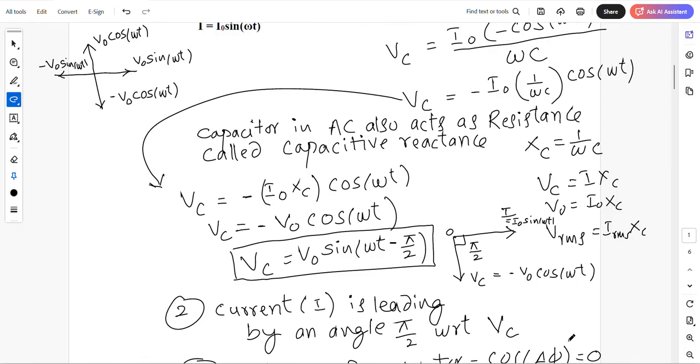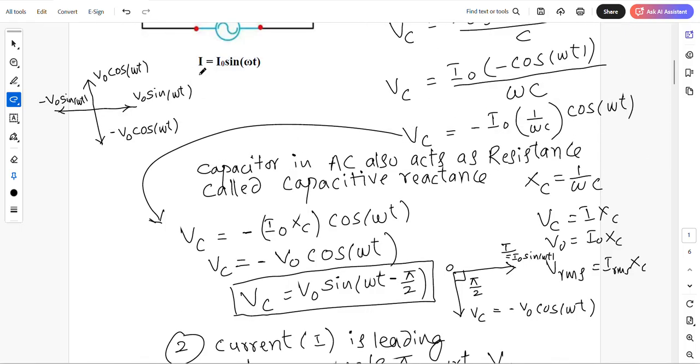What is the main thing? If you have I is equal to I naught sine of omega t, the voltage across the capacitor is given by Vc is equal to V naught sine of (omega t minus pi by 2). Once you know these equations, you can write the vector diagram or phasor diagram. Here we conclude that Vc is lagging by angle pi by 2 with respect to the voltage, or current is leading by angle pi by 2 with respect to the voltage.